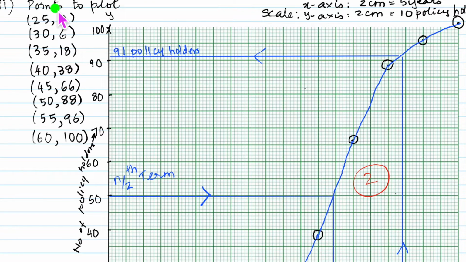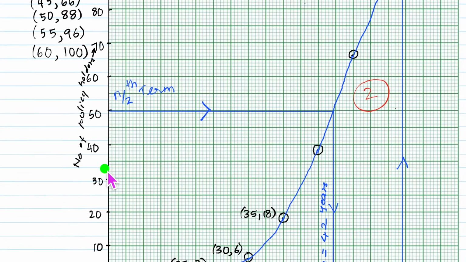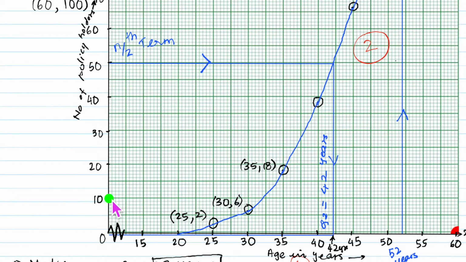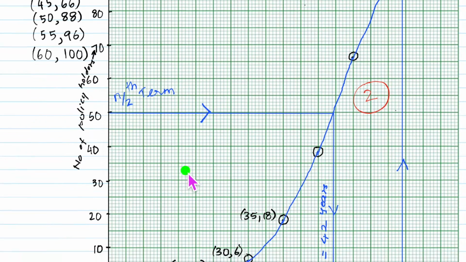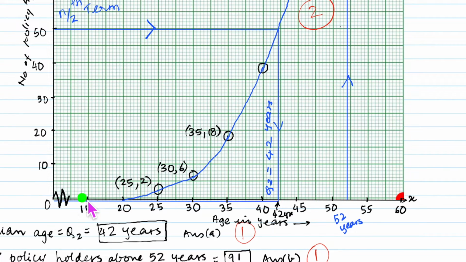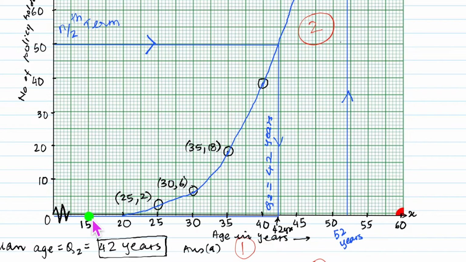So question 9, third part. I have written only the points to plot as I discussed earlier. Can you see that? And on the y-axis here, I have taken the scale from 0 to 10, 10 to 20, like that, and 2 centimeters is equal to 10 policy holders. So we write over here number of policy holders along this direction, and for the x-axis I have written age in years, with 2 centimeters giving us 5 years. Of course, we have to start with a kink because we are starting here from 15.